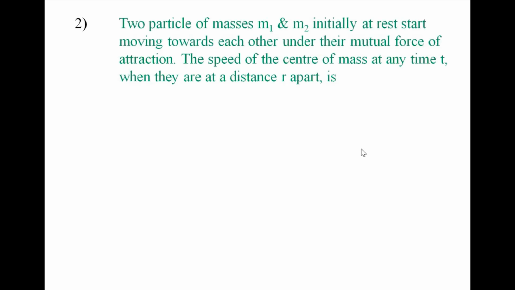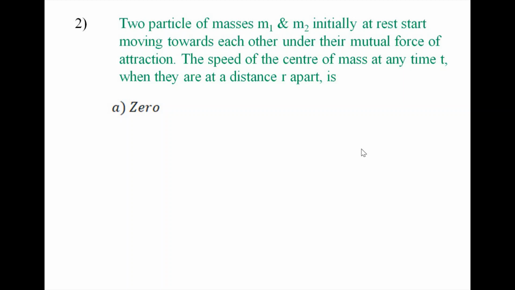Two particles of masses m1 and m2 initially at rest start moving towards each other under their mutual force of attraction. The speed of center of mass at any time t when they are at a distance r apart is. Let's see the options.